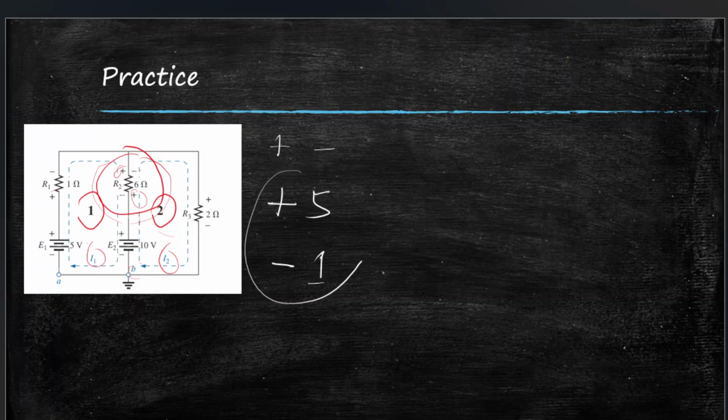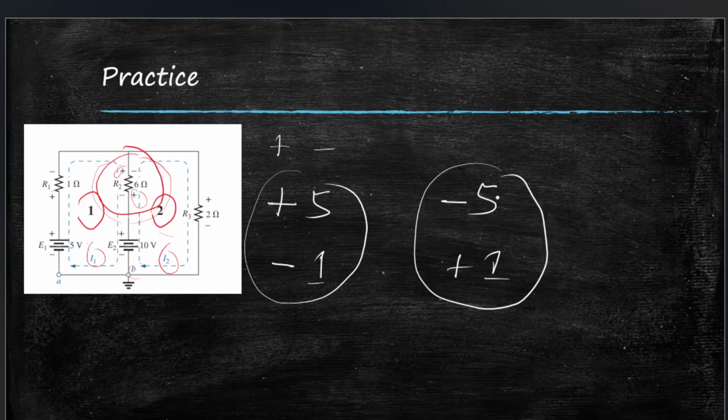Or we can assume the same assumption. That is, if current is entering the negative end, then we write a negative value, so negative 5 volts. If the current is entering through the positive end, then we write a positive value, so plus 1 ohm. So we can assume either one of these, but whatever we assume must stay consistent throughout the network. So every single component should be calculated using the same assumption, either opposite or the same values.